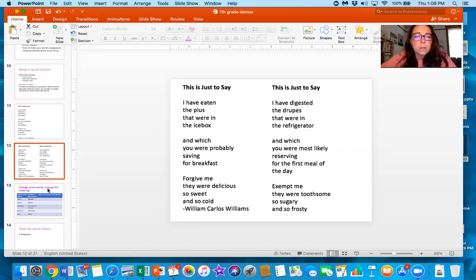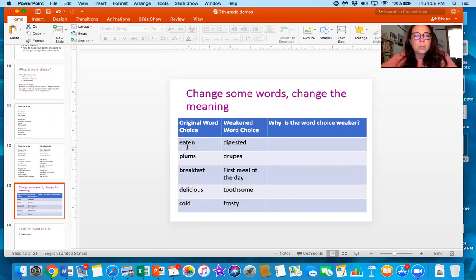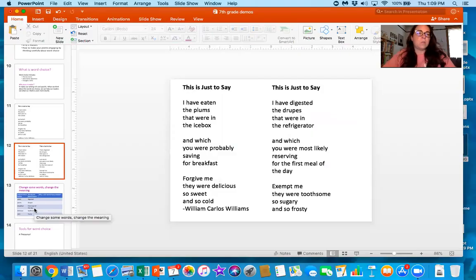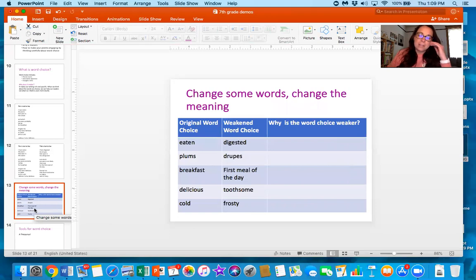So for example, for the first word, William Carlos Williams chose eaten, and then the second writer chose digested. I have eaten the plums that were in the icebox. I have digested the drupes that were in the refrigerator. So what's the big deal? Why does it really matter? Well, when you eat something, it's kind of pleasurable. You might eat a piece of birthday cake, or you might have a really great piece of fresh fruit for breakfast and you eat it. Digested seems more scientific.